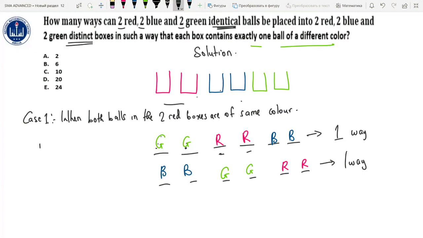So that's why there's only one way we can do this first arrangement, and only one way for us doing the second arrangement. So in this case, the total number of ways is 2 ways. There are only 2 ways it can happen.